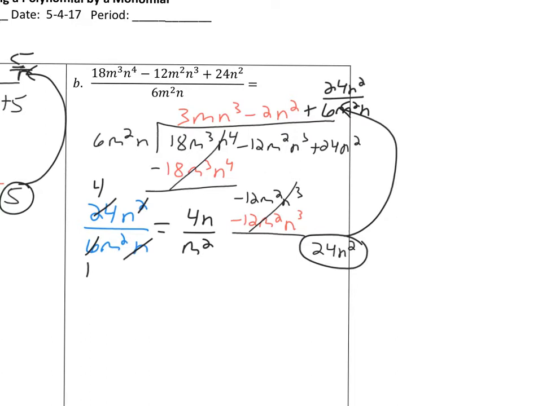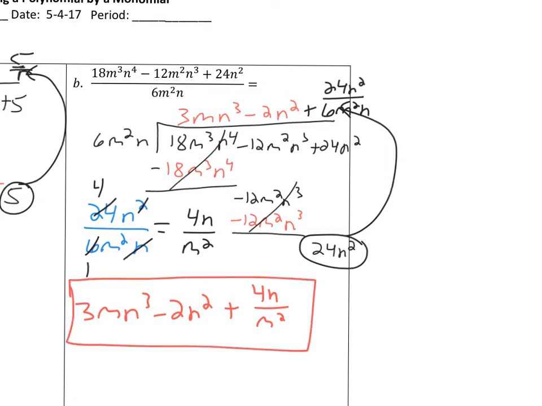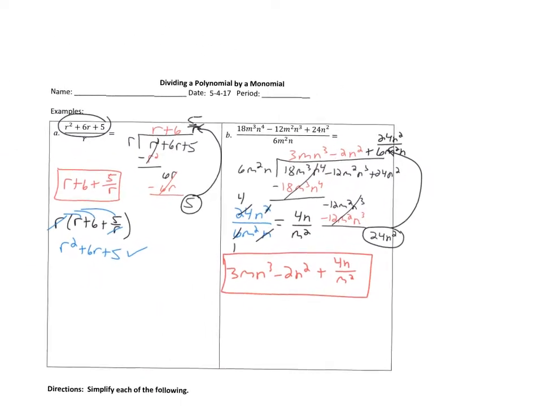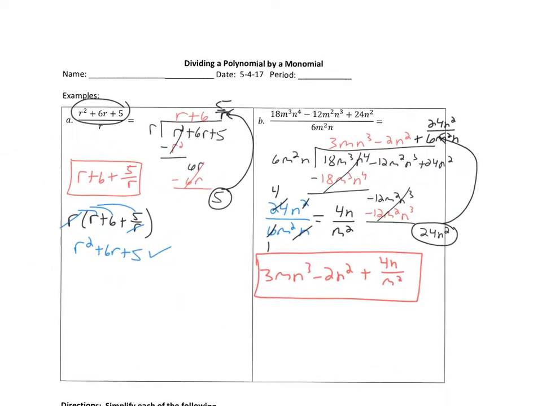Okay? So your final answer is going to be all that stuff on the top. So 3m n to the third minus 2n squared, and then with our remainder, that's going to be plus 4n over m squared. Okay, so if you get down to that last term and you notice how there's a missing variable, go ahead and make that your remainder, and then you can just reduce from there. All right. So here is both of the problems here in case you missed a step or two.